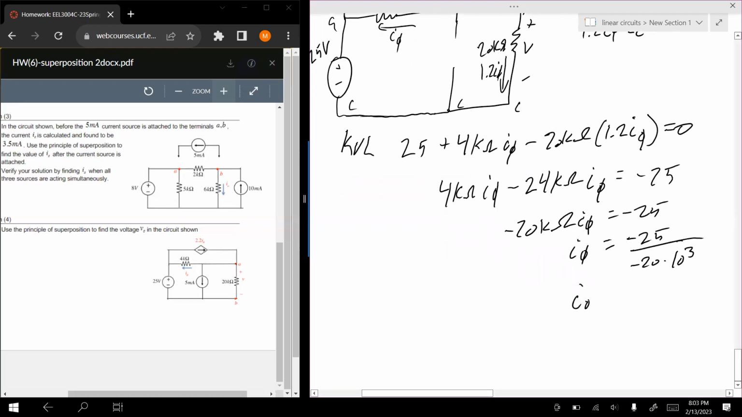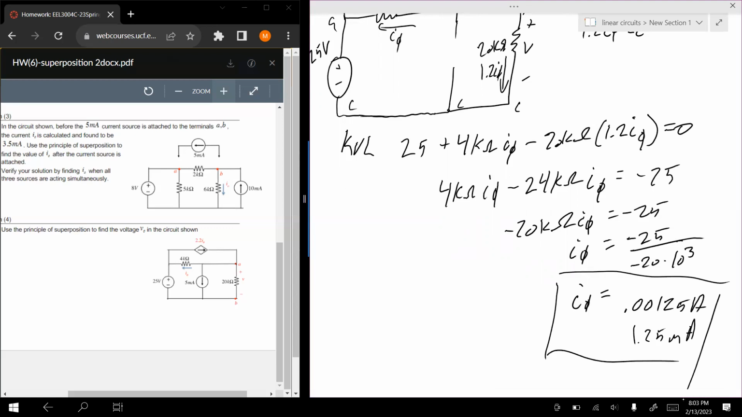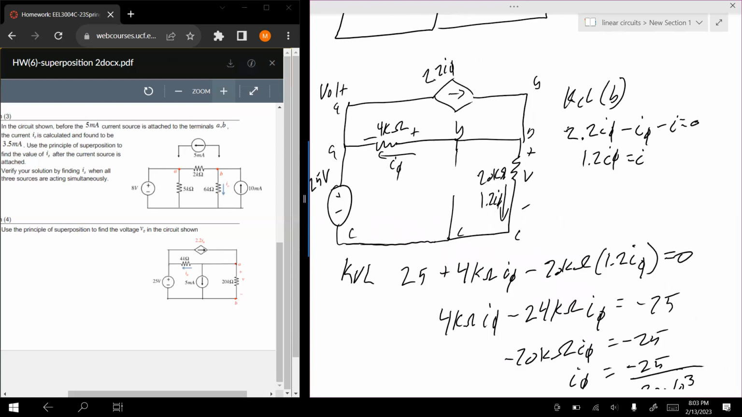So for I phi, my answer is 0.00125 amps. That's also known as 1.25 milliamps. That's not our full answer though, but it helps us. It helps us.